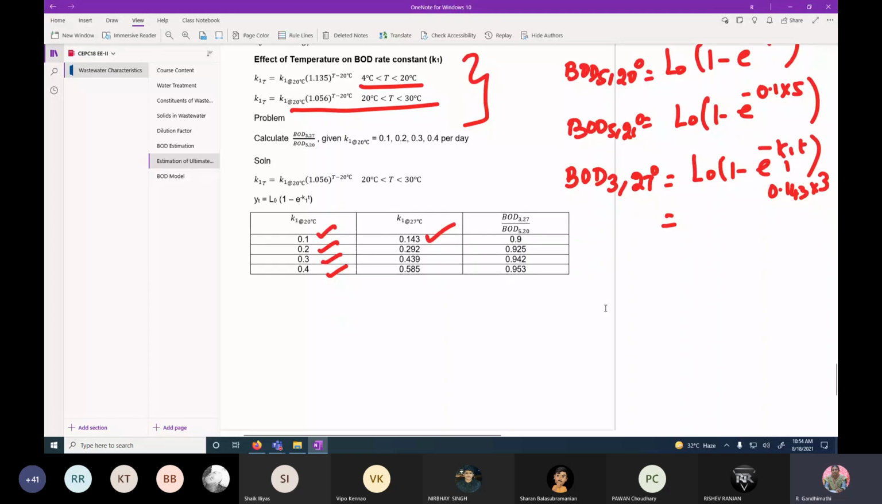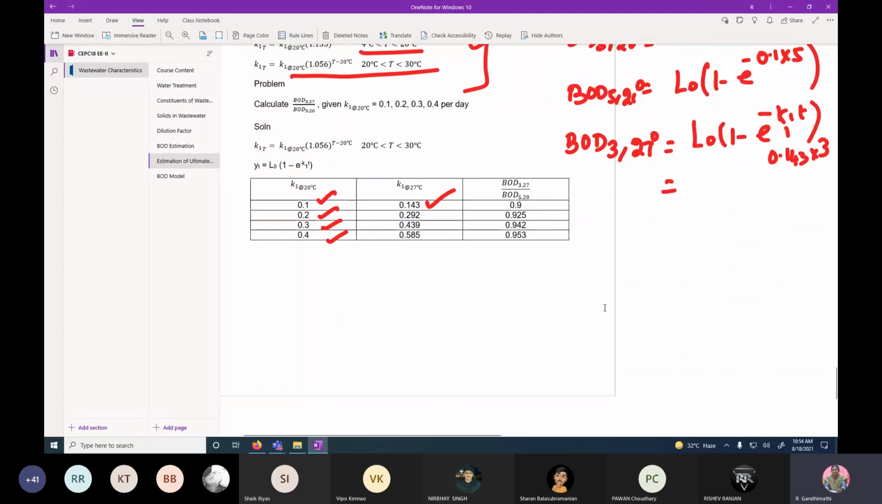Now find out the ratio between BOD 3,27 and BOD 5,20. It is almost 90%, 90.5, 94.2, 95.3. That's why they have proved that BOD 3,27 is comparable to that of BOD 5,20. Instead of running the experiments in the lab at 5,20, you can run the sample for only 3 days. That means rapid deoxygenation or degradation is taking place in the BOD bottle at a temperature of 27 degrees.